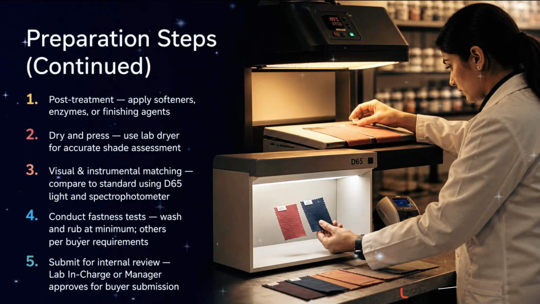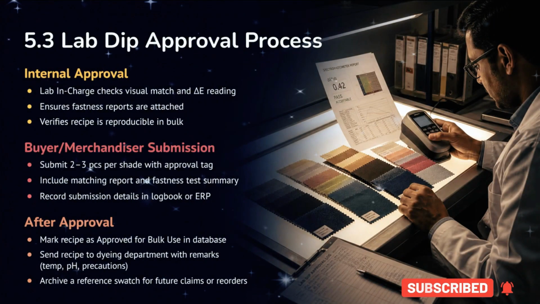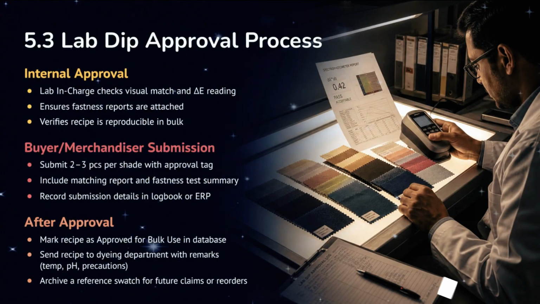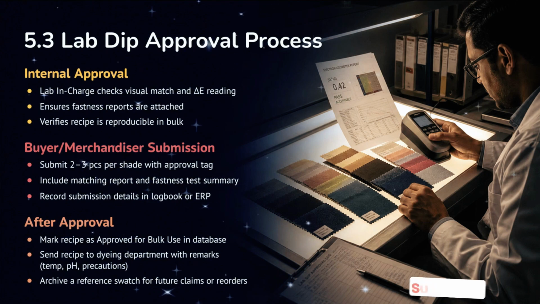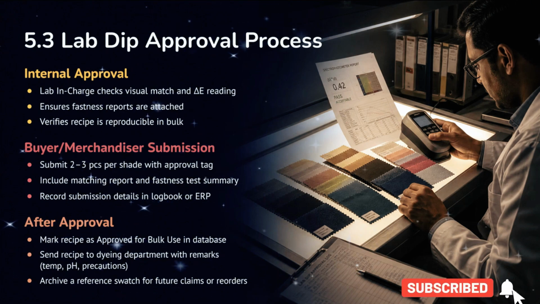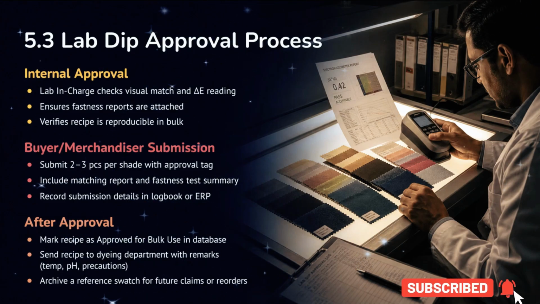Then perform visual and instrumental shade matching using a spectrophotometer and D65 light. Conduct required fastness tests, and finally, submit the sample for internal review before buyer submission. Section 5.3 covers the lab dip approval process. Internal approval includes checking visual and instrumental readings, attaching fastness reports, and verifying the recipe's reproducibility. Submission to the buyer requires 2 to 3 pieces per shade with an approval tag and matching reports. Once approved, the recipe is marked for bulk use, sent to dyeing, and a reference swatch is archived.